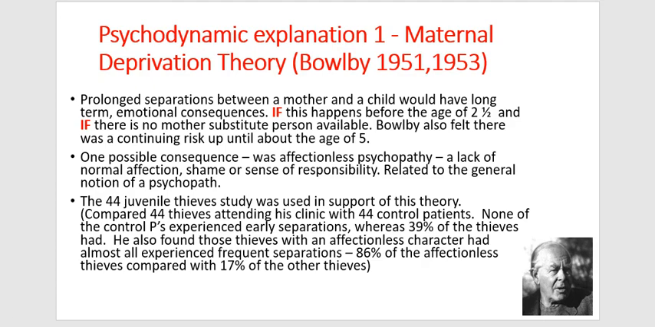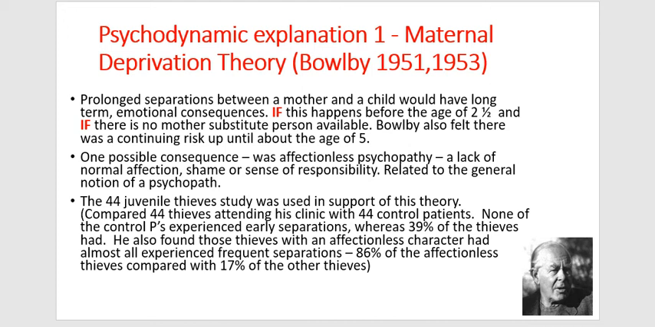The first explanation is maternal deprivation theory from Bowlby. What he basically said is prolonged separation between a mother and a child would have long-term emotional consequences if this happens before the age of 2.5 and if there is no mother substitute person available. Bowlby also felt there was a continuing risk up until about the age of 5. One possible consequence was affectionless psychopathy, which is a lack of normal affection, shame, or sense of responsibility, and it's related to the general notion of what we know as a psychopath.